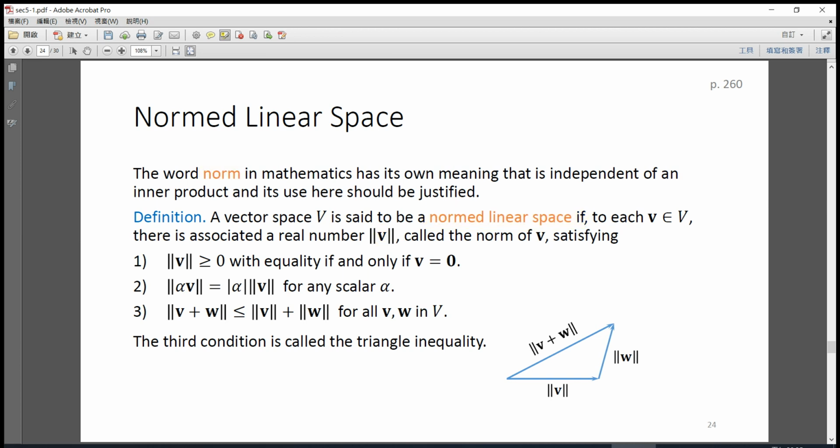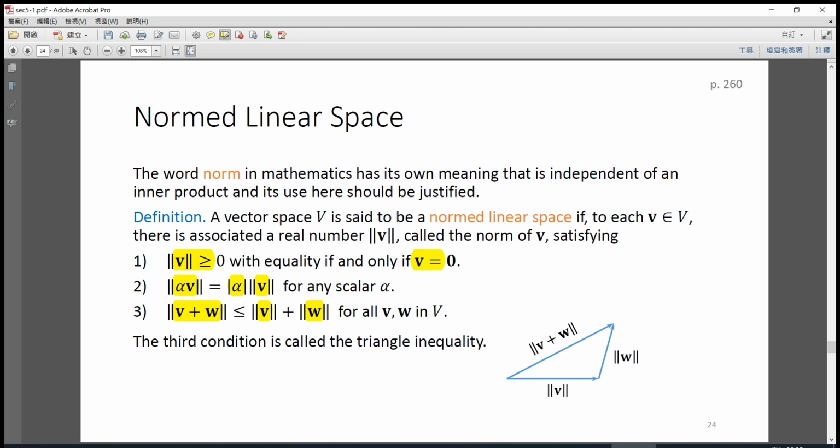The first property is that the norm of v is greater than or equal to 0, and the equality holds if and only if v is the zero vector. The second property is that the norm of alpha v equals the absolute value of alpha times the norm of v for any scalar alpha. The third property is that the norm of v plus w is less than or equal to the norm of v plus the norm of w for any v, w in V.